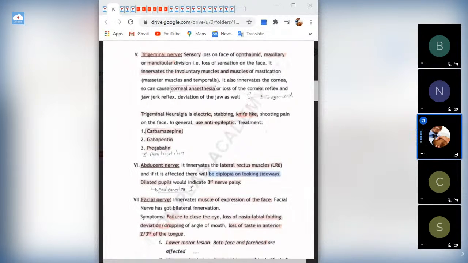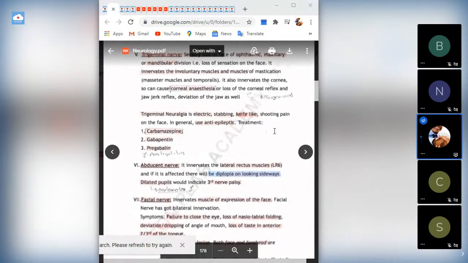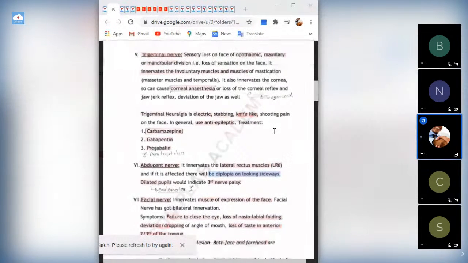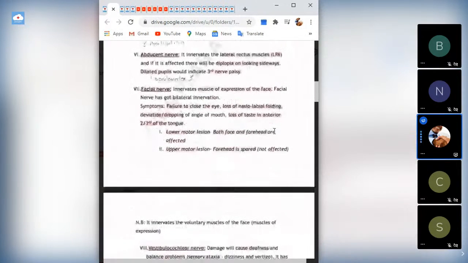In general, you can use anti-epileptics like gabapentin, though gabapentin and pregabalin are not directly anti-epileptic agents. They are more like neuromodulators, sort of. Okay, neurosuppressants.